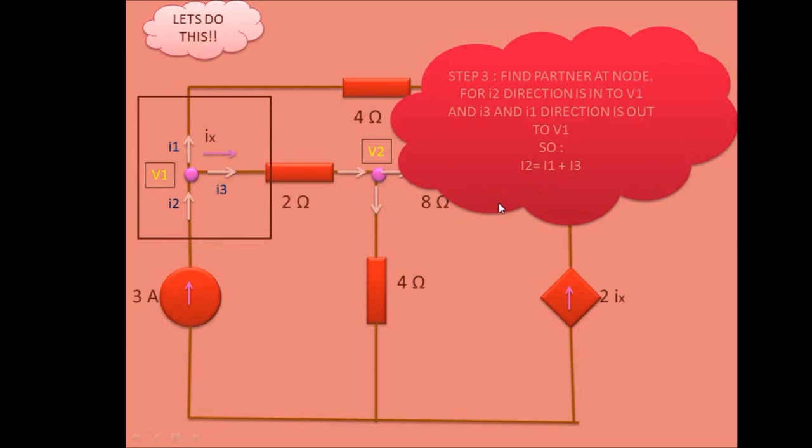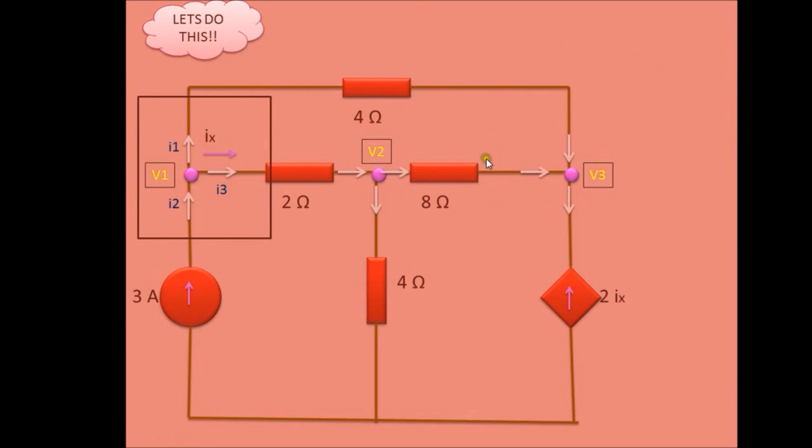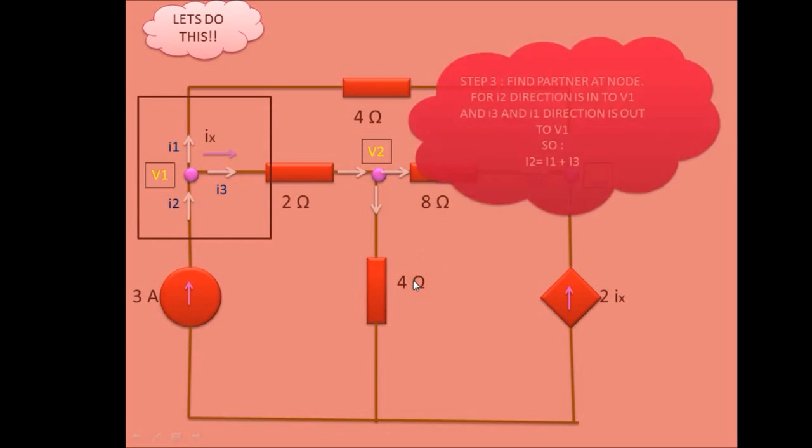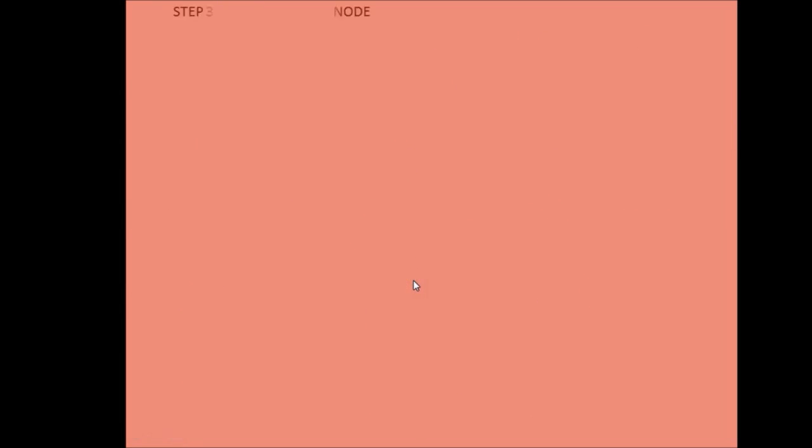Okay, we try it now at V2. As we see here, I2 ohm is going in, and I8 ohm and I4 ohm are going out. So they are partners. The equation should be I2 ohm equals I8 ohm plus I4 ohm. Okay, this is the step to get an equation with your imaginary current.